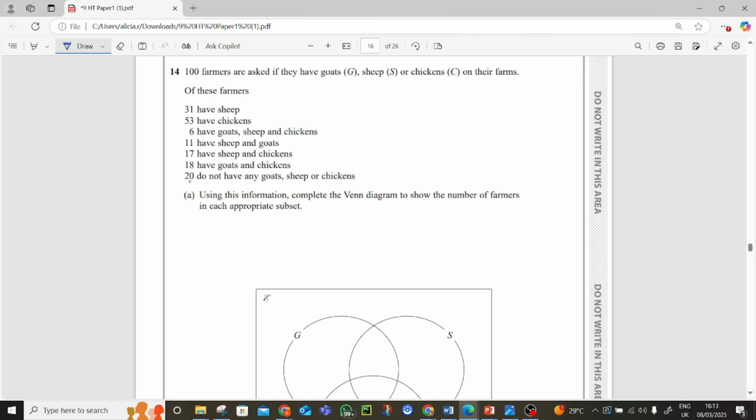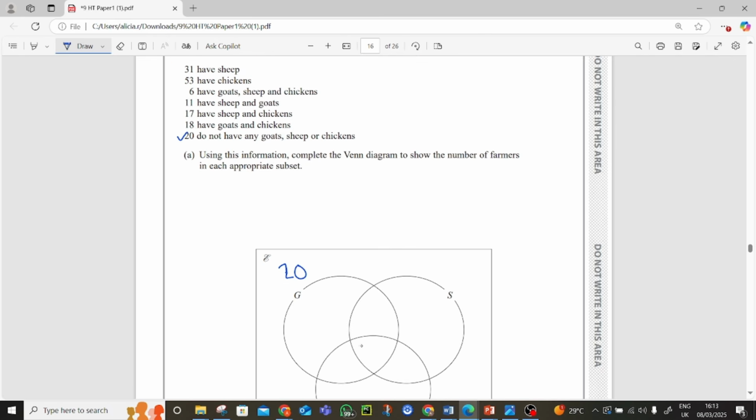So let's see what I have. I actually have this 20, do not have goat, sheep, or chicken. So I'm going to put 20 farmers on the outside, and we've actually already done that one. And then let's look for if we have all 3. Yes, we do. So 6 have goats, sheep, and chicken. So I'm going to put 6 in the center, and I've also dealt with this one here.